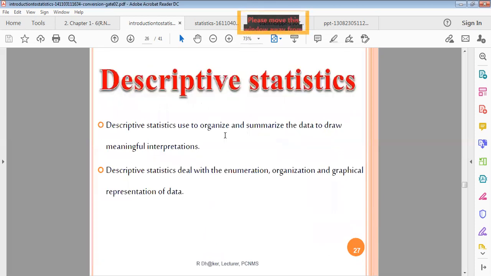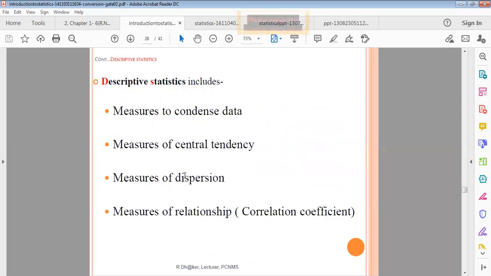Descriptive statistics, okay? Descriptive statistics is used to organize and summarize the data to draw meaningful interpretations. In another way, descriptive statistics deal with the enumeration, organization, and graphical representation of data. These are the two main themes of descriptive statistics.